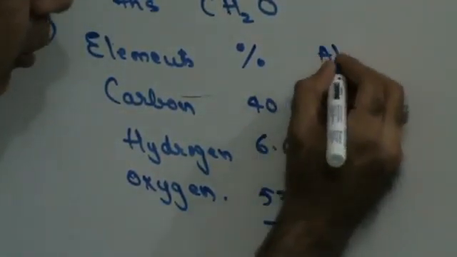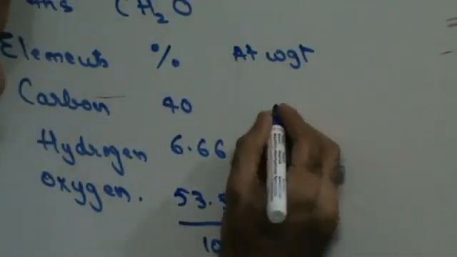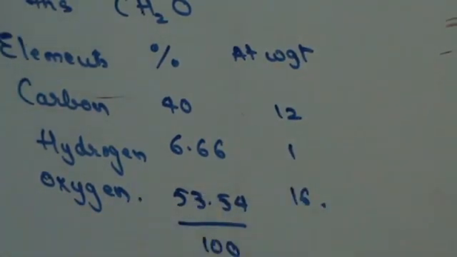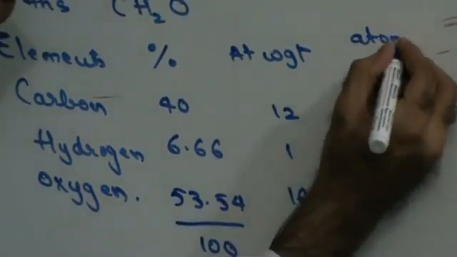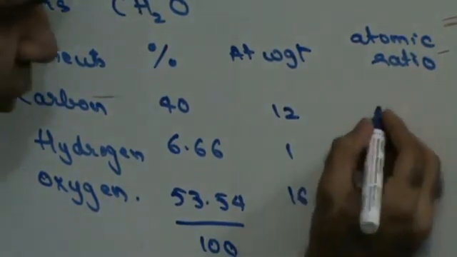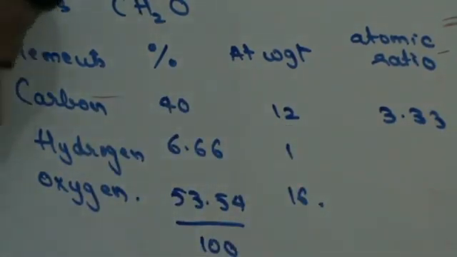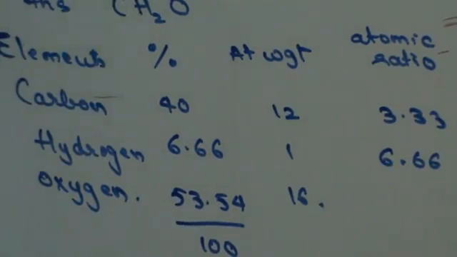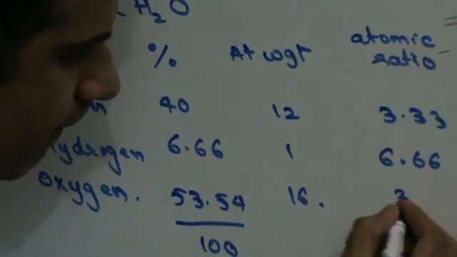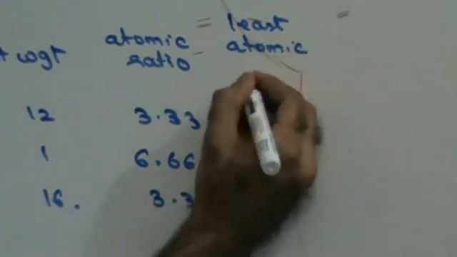Then you write atomic weight. Atomic weight is 12, 1 and oxygen 16. Then you find out relative number of atoms, which is also called as atomic ratio. I've already explained to you how to get the atomic ratio. So you will get your atomic ratio as 3.33. How did I get this? 40 divided by 12. Then 6.6 divided by 1. And then 53.54 divided by 16.